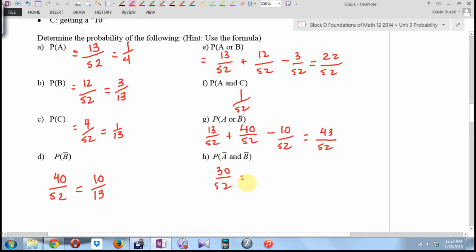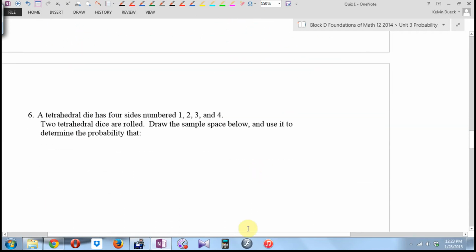Which is in lowest terms. Did anybody go to lowest terms? 15 out of 26? Oh, just divide by 2, divide by 2. I could have done that in my head. And now I turn the page.